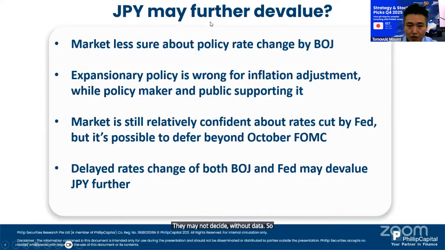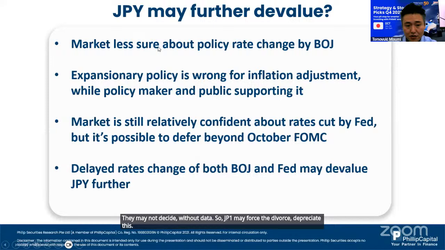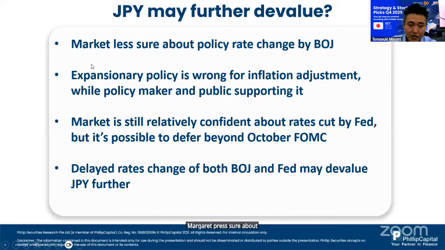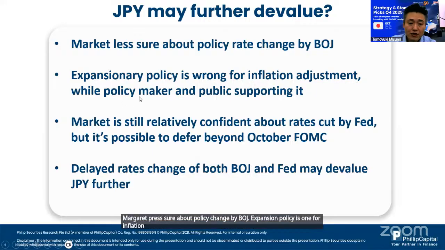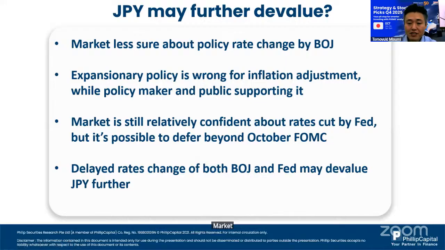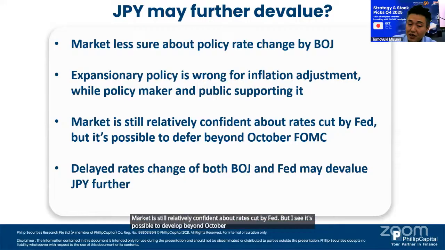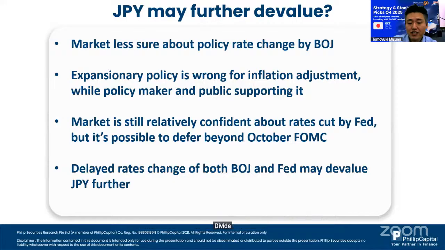So the JPY may depreciate first. The market is sure about a policy rate change by the BOJ. Expansionary policy is one for inflation adjustment, and policymakers and the public support it. The market is still relatively confident about the latest cut by the Fed, but I see it's possible to defer beyond the October FOMC. A delayed change by both the BOJ and the Fed may devalue the JPY further.